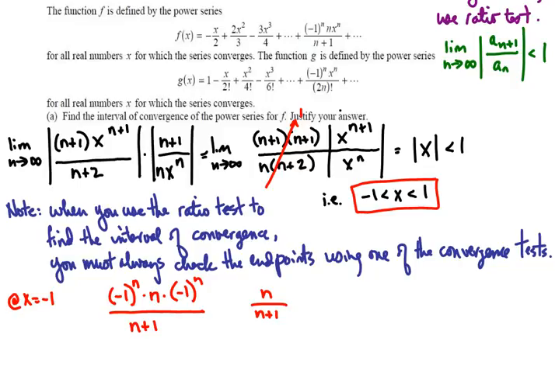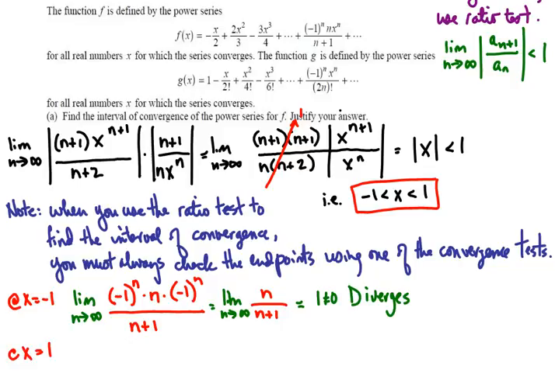Now, the simplest thing to do is to test using the nth term test, which checks the limit as n goes to infinity of the nth term. And in this case, it is 1, using our limits at infinity. And so we do not get 0, and so that diverges. So we've tested the left-hand endpoint. We're going to test the right-hand endpoint now.